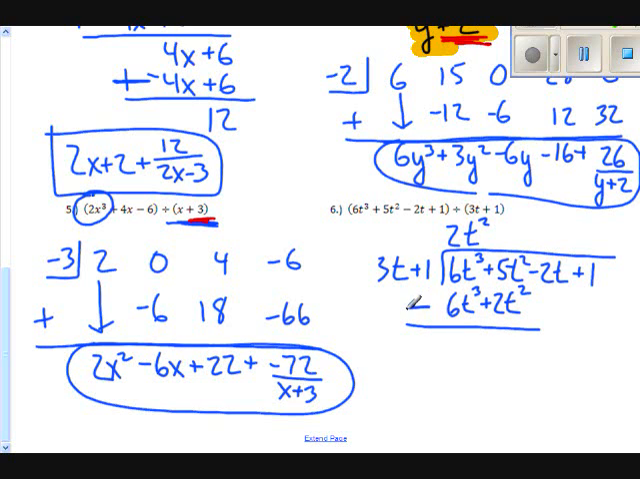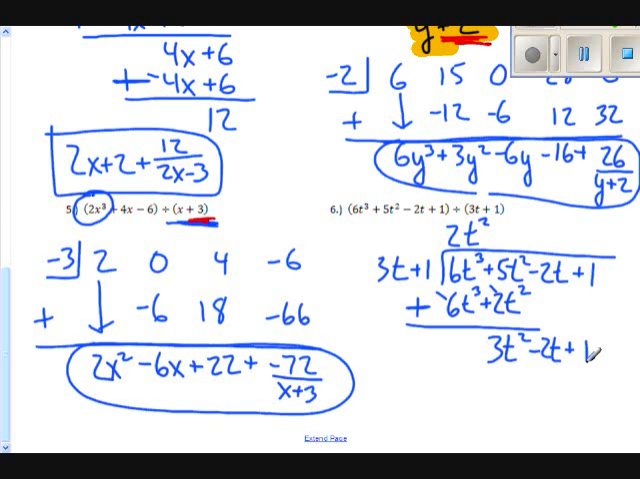And now I'm subtracting, which is the same as adding the opposite. So that's going to give me a 0 for the first term. The second terms are going to add together to give me a 3t squared. I bring down the minus 2t. I bring down the plus 1.